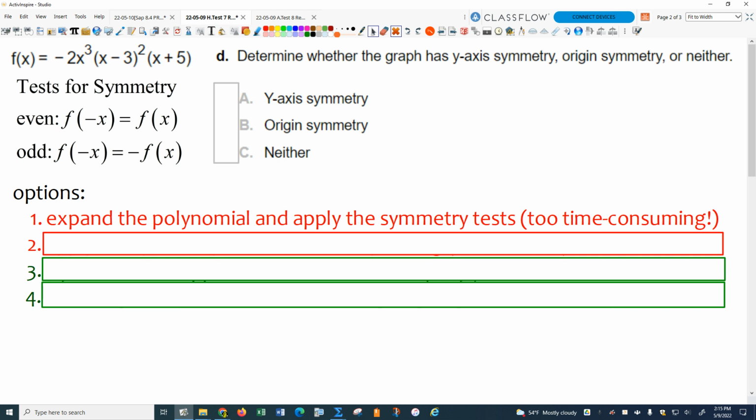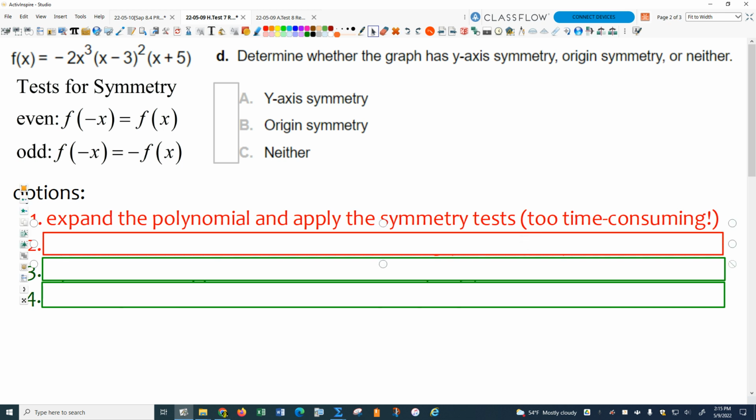If all of the terms only included odd powers of x, then we know it's an odd polynomial, with odd symmetry. So for polynomials, these tests are really simple. But the first one, expanding out that polynomial, we're going to bail on that. That's too time consuming to multiply out the whole polynomial. There might be a better way.